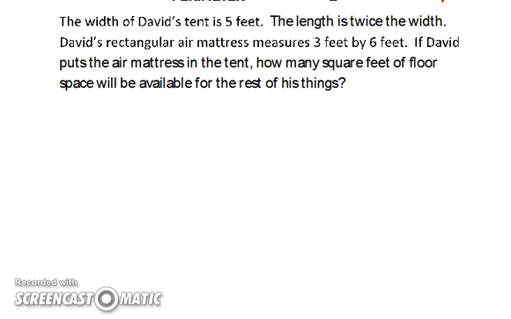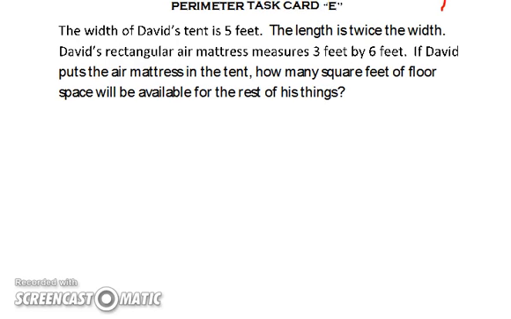Okay, now I'm on task card E. Task card E says the width of David's tent is 5 feet. The length is twice the width. David's rectangular mattress measures 3 feet by 6 feet. If David puts the air mattress in the tent, how many square feet of floor space will be available for the rest of his things?